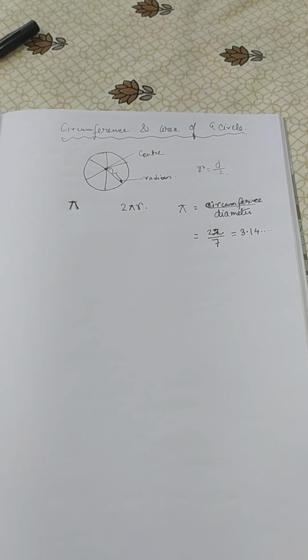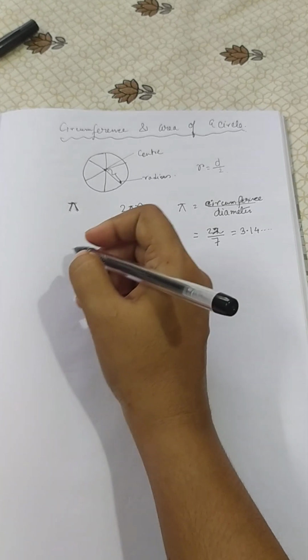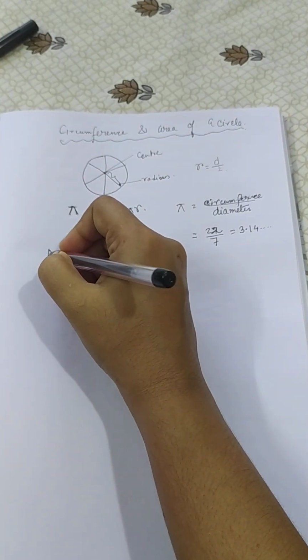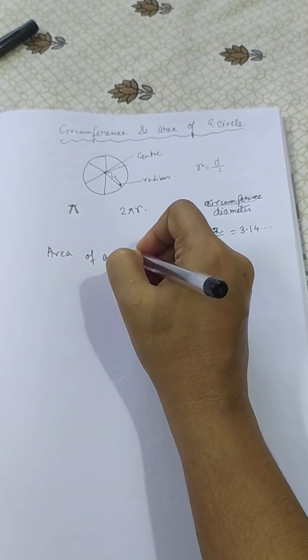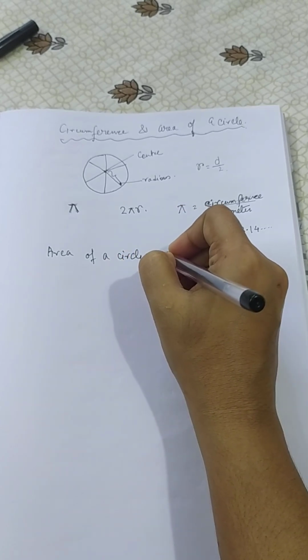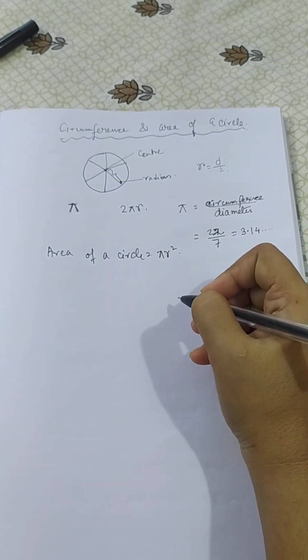Now the area of a circle, we all know that is pi r square.